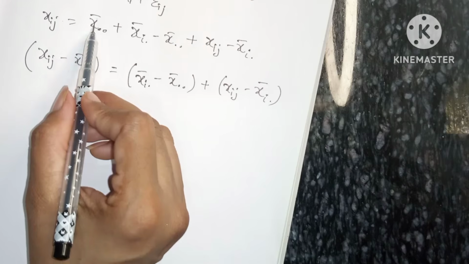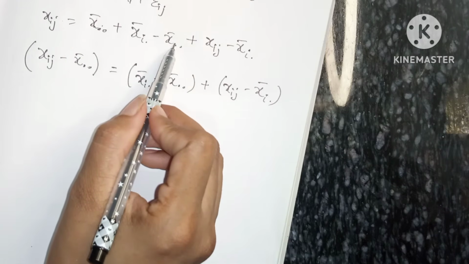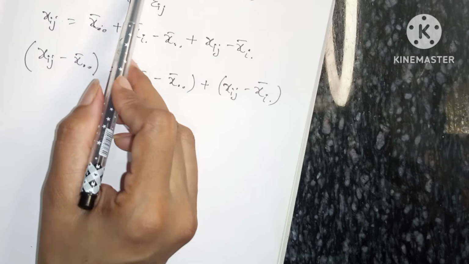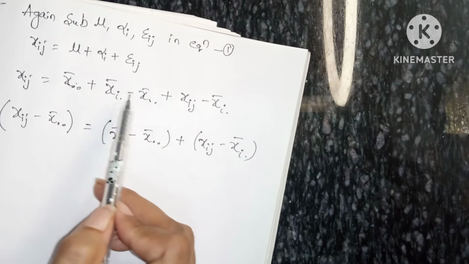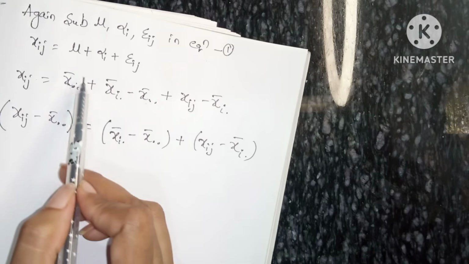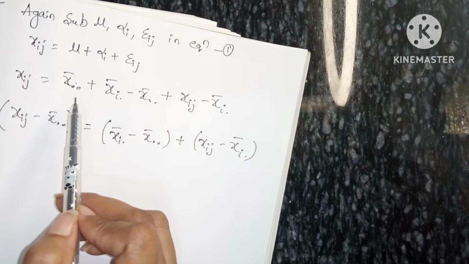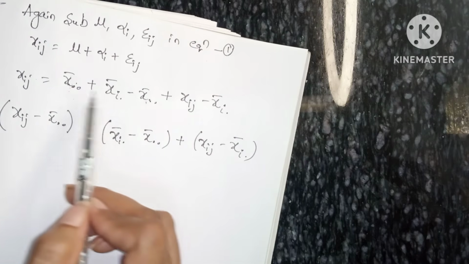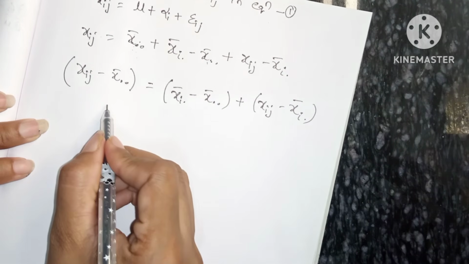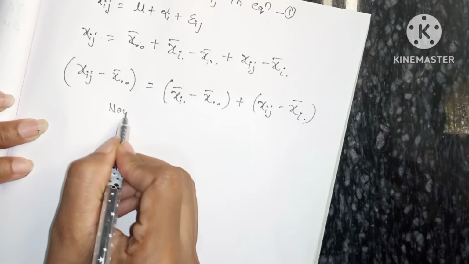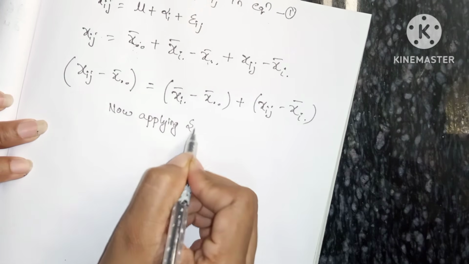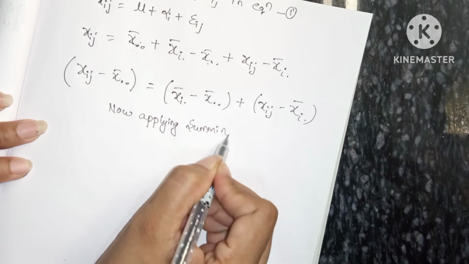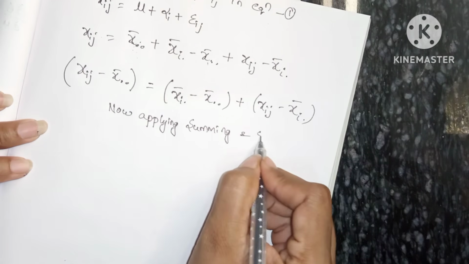So now what we have to do is, don't cancel these both terms. We should not cancel after substituting mu, alpha i, epsilon ij in equation 1. We should not cancel. Why? Because here we are going to find out the effects. Okay, so that's why we should not cancel this both. So now applying summing and squaring.